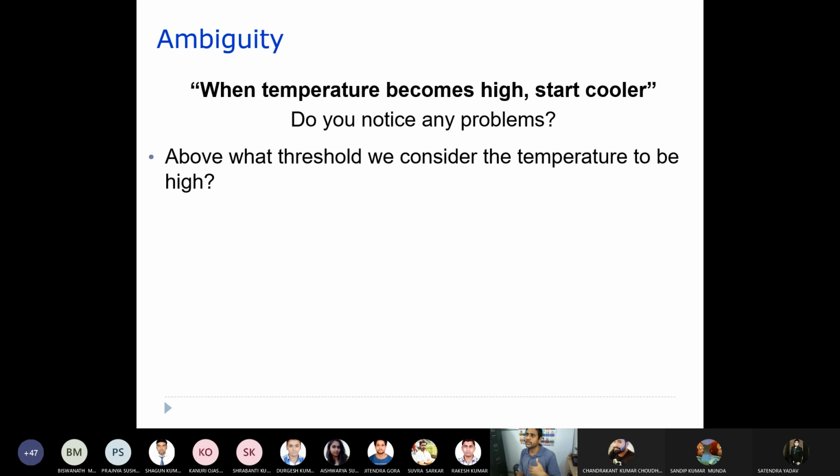Somebody, 90 degrees centigrade is maybe high for someone. 80 degrees centigrade may be high for somebody else. Okay. Right. So English actually leaves this sort of ambiguity. Above what threshold do we consider the temperature to be high? Okay. So that is not known.